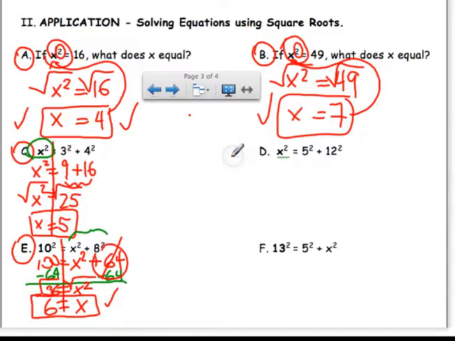At this point, it's time for guided practice. I'd like you to stop the video here, try D and F. Press play when you're ready to check the answer.